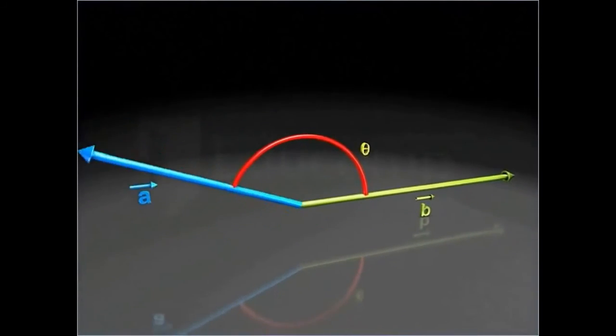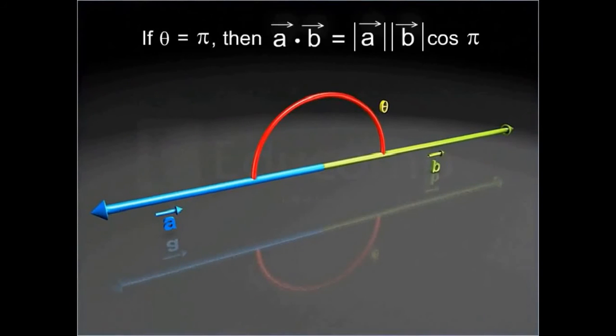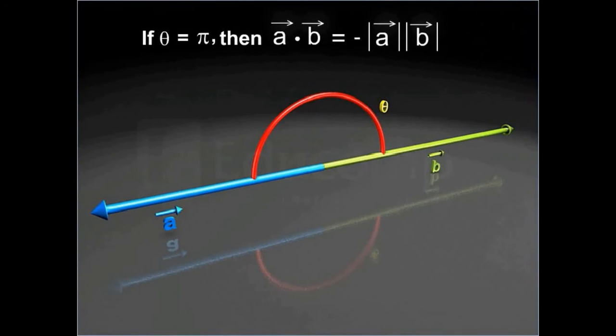The dot product of two vectors is minimum for theta equal to pi, as cos theta has minimum value, that is, -1 for theta equal to pi. This fact helps us to conclude that dot product of two vectors is negative of the product of their magnitudes for theta equal to pi.